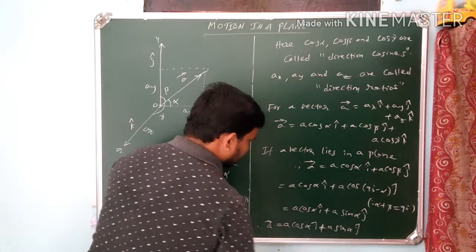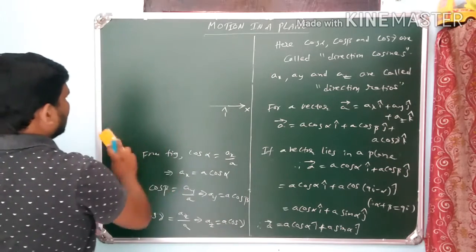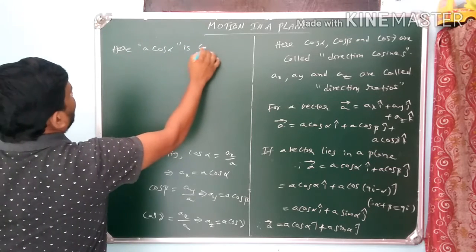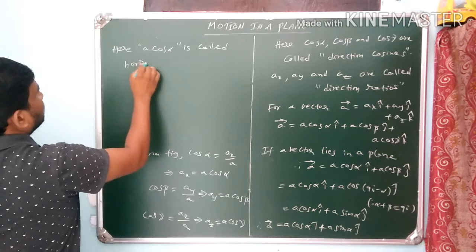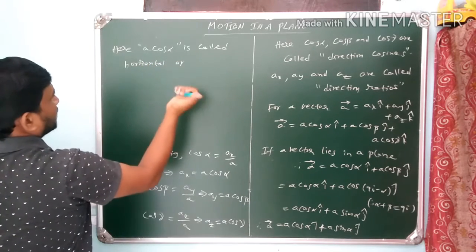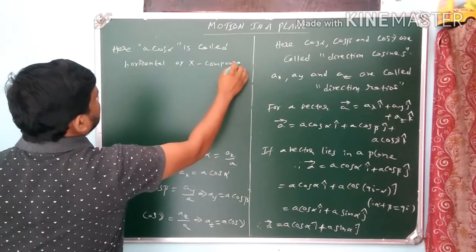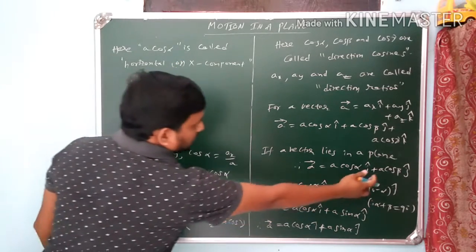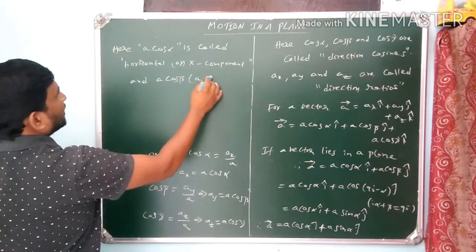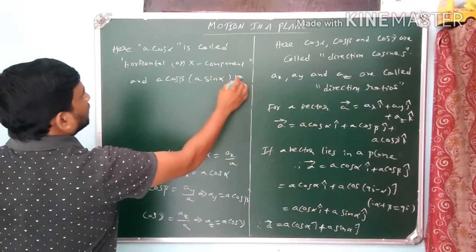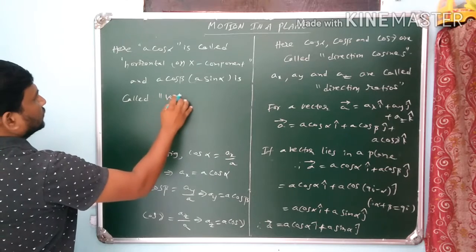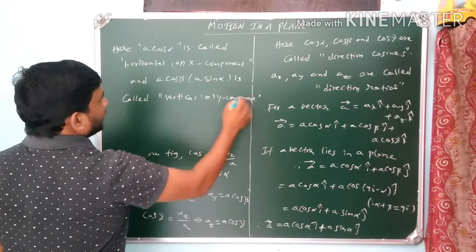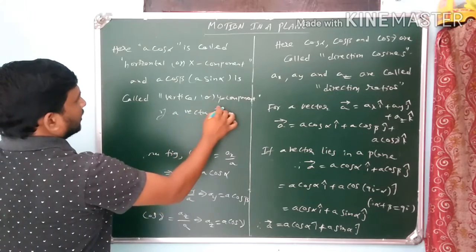Here this a cos alpha is called the horizontal or x component, and a cos beta, that is nothing but a sin alpha, is called the vertical or y component of the vector a bar.